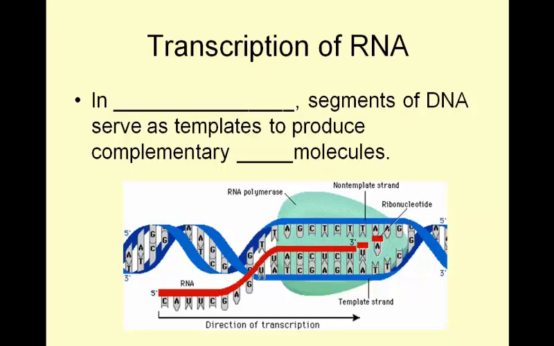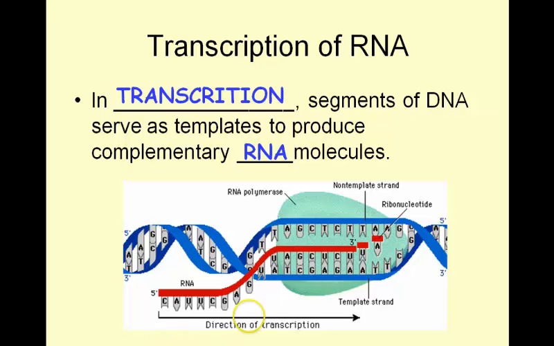So in protein synthesis, we have transcription of RNA. And if you can think of transcription, what does it mean in a literal sense, or in an everyday way? So to transcribe something means to rewrite something down. And that's basically what's going to happen in protein synthesis, or the first step. So in transcription, segments of DNA serve as a template to produce a complementary RNA molecule. So we're just rewriting or transcribing the message from the DNA and putting it into an RNA so it can be taken outside of the nucleus.